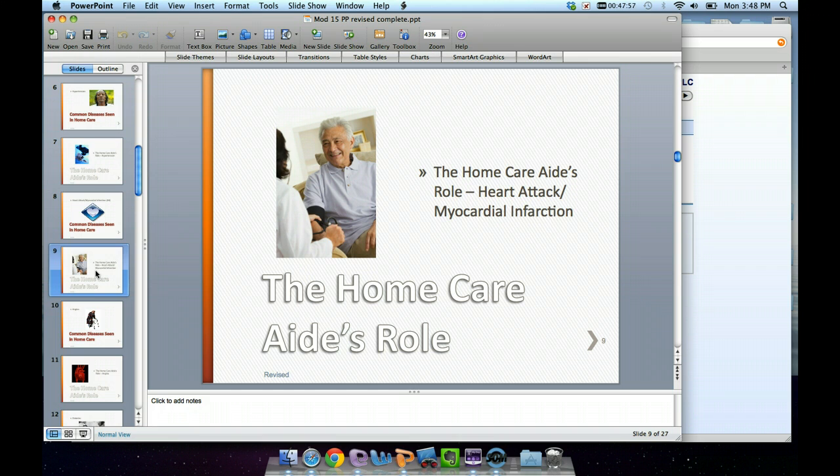So what's the home care aide's role? It involves helping the patient formulate a plan of care and sticking to it. But to know that, you have to know the type of heart attack the patient had, what their recovery has been up to this point, what their home situation is, and what the prognosis is.